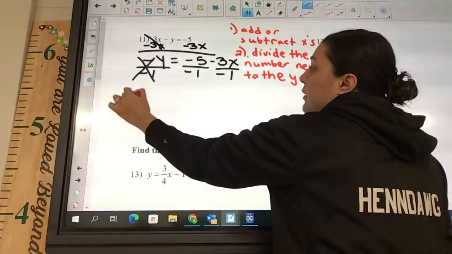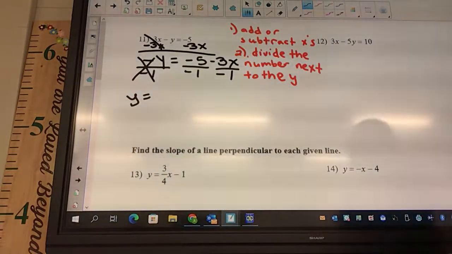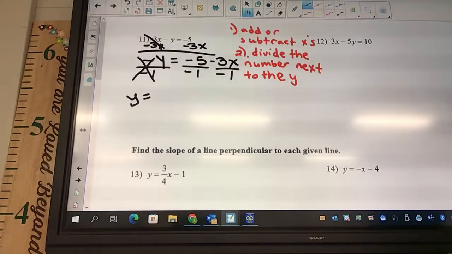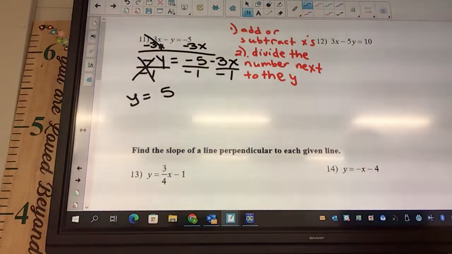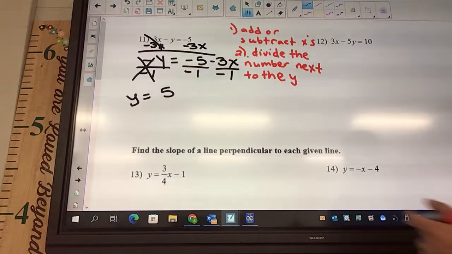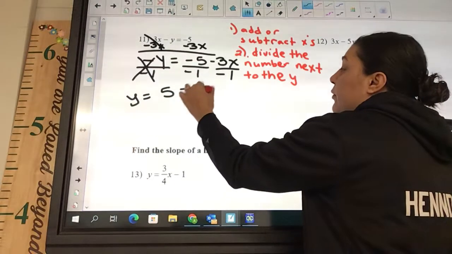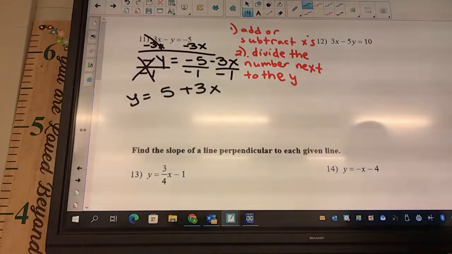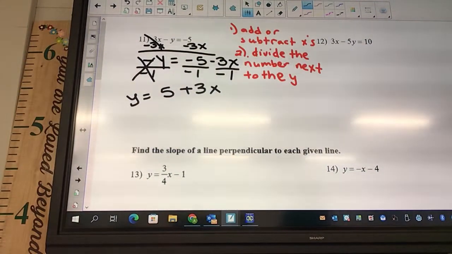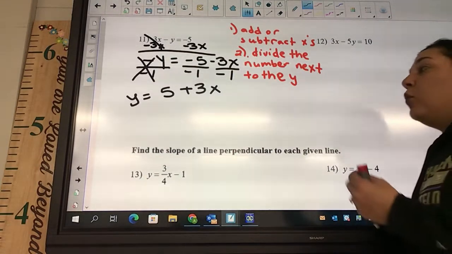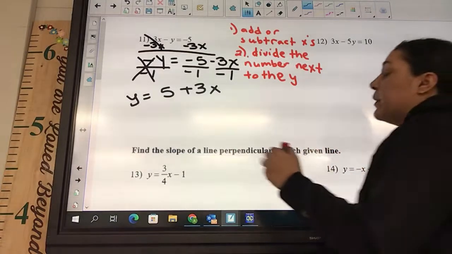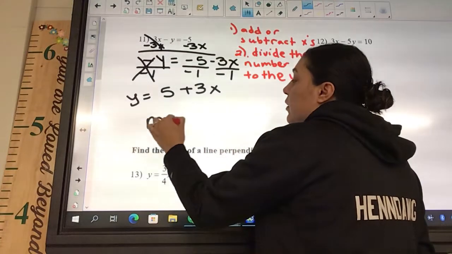So that way these cancel. And we got y equals -5 divided by -1 is just going to be 5, and -3x divided by -1, or -3 divided by -1, is going to be +3, and we still have that x on there. Which one is our slope? Is the 5 our slope, or is the 3 our slope? In this case, whatever's attached to the x is always going to be your slope. So our m, our slope, is going to be 3.